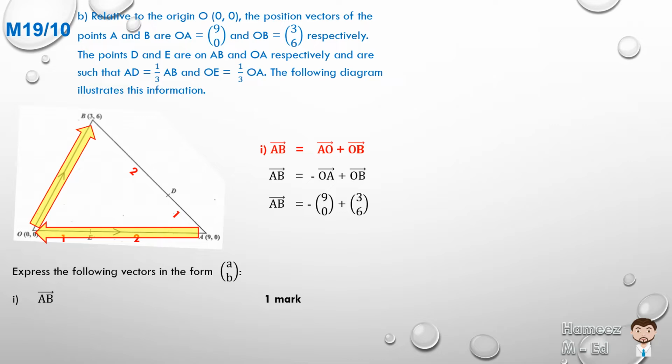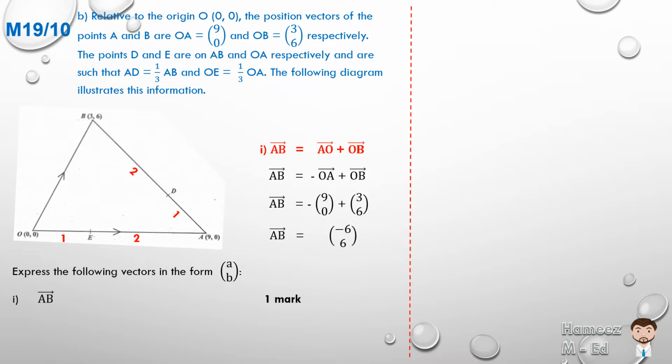Minus 9 plus 3 is equal to minus 6. And 0 plus 6 is equal to 6. So AB is (-6, 6). And if we look at our sketch, to start at A and head to B, it means we're moving 6 units to the left. And then plus 6, which means 6 units up to get from A to B.